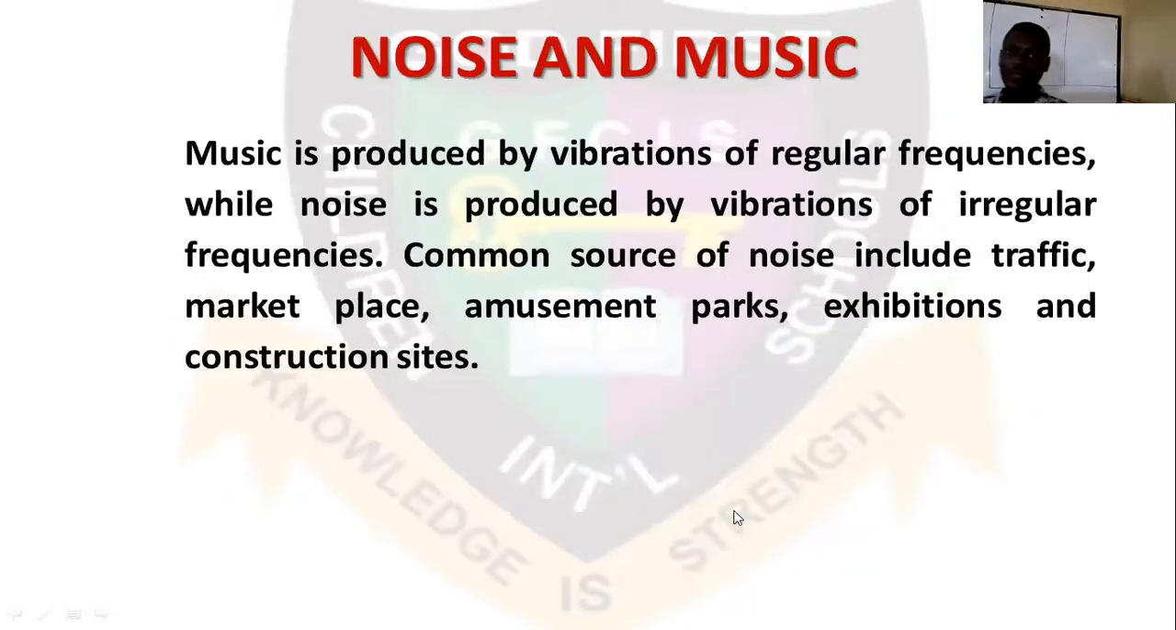So moving forward, noise and music. Music is produced by vibration of regular frequency, while noise is produced by vibration of irregular frequency. We've already said that any object that can be made to vibrate air molecules around it will be able to produce sound. So if you play music, music is a vibration of regular frequencies.